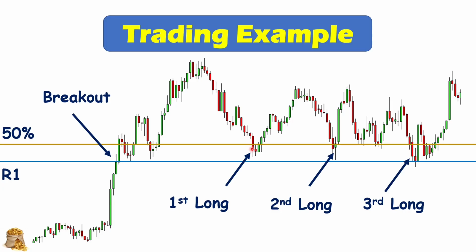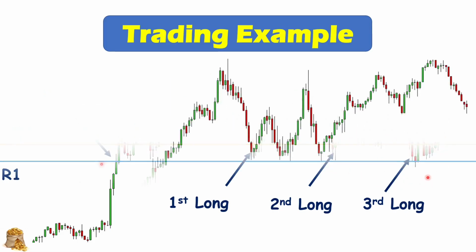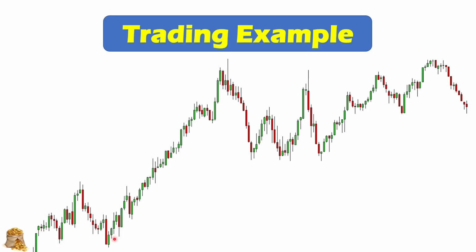There's not many overlapping bars, and at the same time the bounce is very clear and immediate. So the probability for the first long here is higher than the second one, and the second one is higher than the third one. In this example, we can see that this is a very tight up channel here.